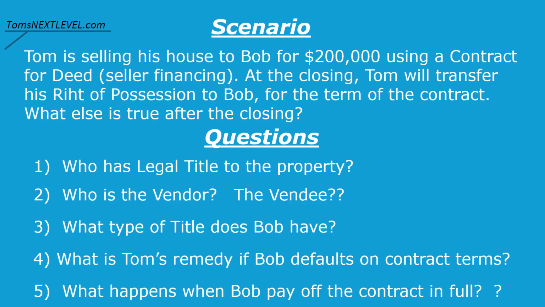Who has legal title to the property? Which party is the vendor, the vendee? What type of title does Bob have? What's Tom's remedy if Bob defaults on the terms of the contract? And what's finally going to happen when Bob pays off the contract in full?